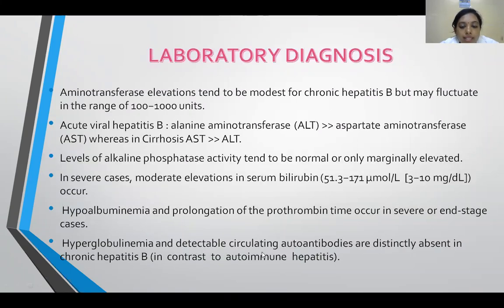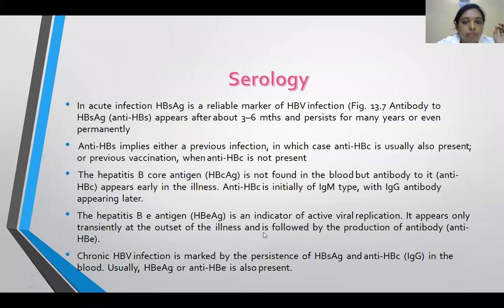Hyperglobulinemia and detectable circulating autoantibodies are distinctly absent in chronic hepatitis B. This is important. Hyperglobulinemia is an important feature of autoimmune hepatitis. Remember, autoimmune means we develop self antibodies, and those complexes cause hepatitis. I'm not going into the detail, but you can remember it like that. So hyperglobulinemia is a feature of autoimmune hepatitis and not so much of hepatitis B.